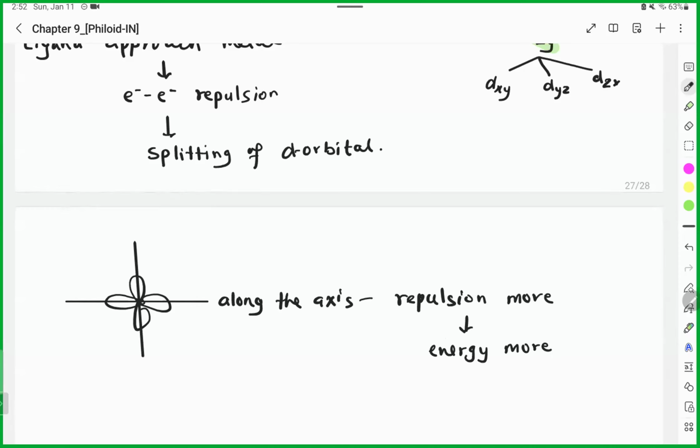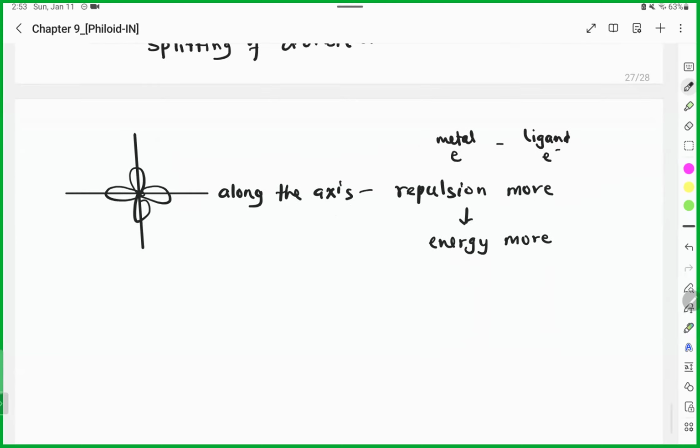So it's the ligand which approaches along the axis, or it's the electron which is already existing there? It is the ligand which is approaching the metal. It will be the repulsion between the metal electron and ligand electron. But ligand is approaching metal. So won't the ligand approach between the axes? Both will happen, because here you have dx square minus y square. Same thing happens in case of dz square. Along the axis, repulsion will be more.